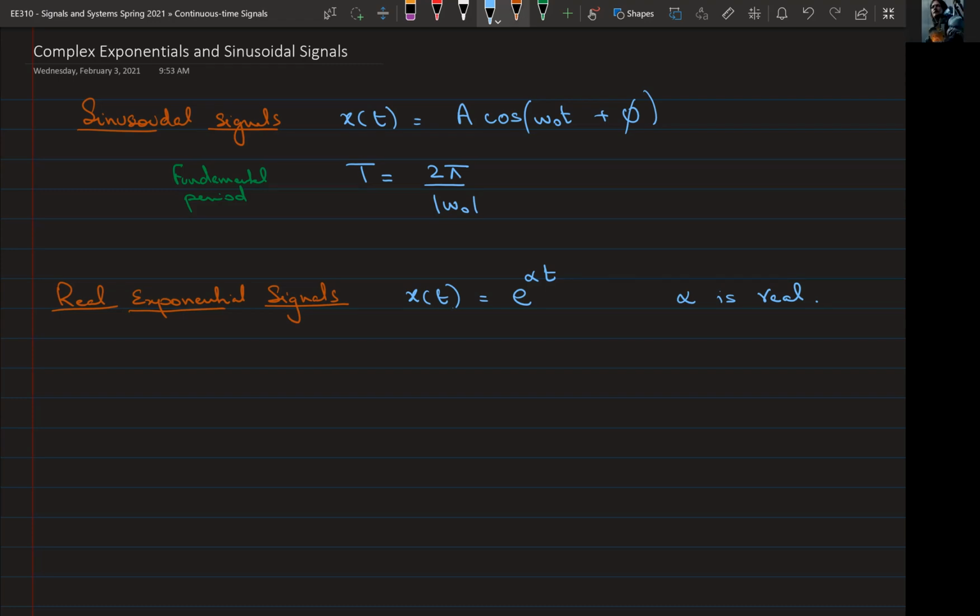Sir, it will be 1 at 0. Yeah. And after that, exponentially growing. And on the negative side, it will approach 0. Okay. Umar is saying as the following. What Umar is saying is, okay, this is what the signal is going to look like. It will be 1 at 0.